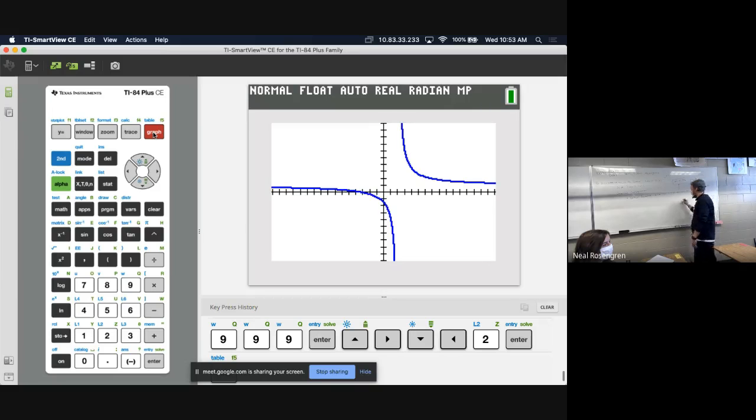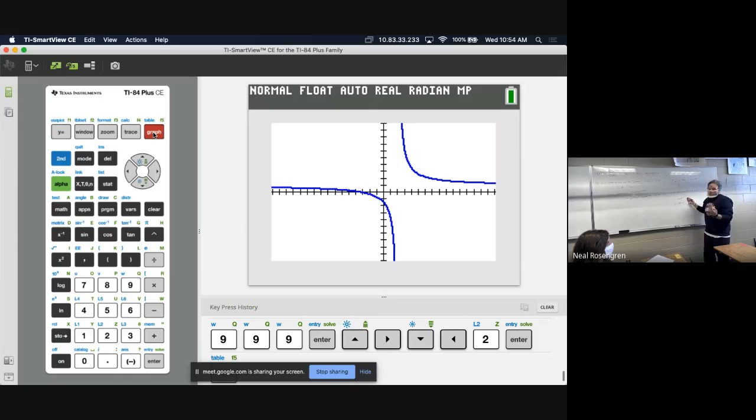If I plug in a number really, really close to 2, my denominator, x minus 2, gets really small, right? 2.000001 minus 2, some super tiny number, right? But if I plug it in up top as well, 2.0001 plus 3, right?